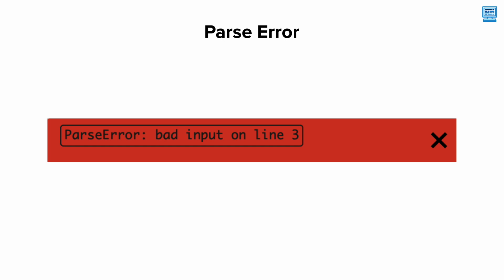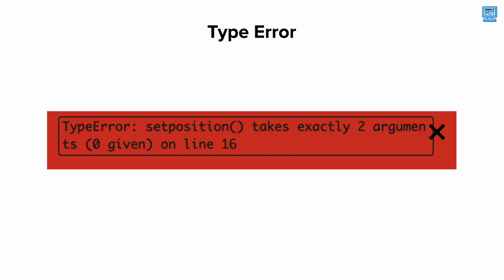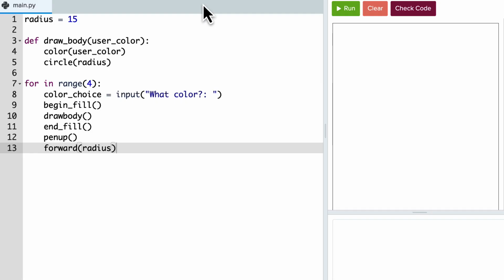A parse error typically occurs when there is a syntax error. Perhaps you're missing a colon or parentheses or didn't define a loop correctly. And a type error will occur when you call a function that takes in parameters, but you don't pass in any arguments. Let's take a closer look at these error messages in the editor. Here we are in the editor. Here we have a buggy program that's supposed to draw a colorful caterpillar based on colors input by the user.